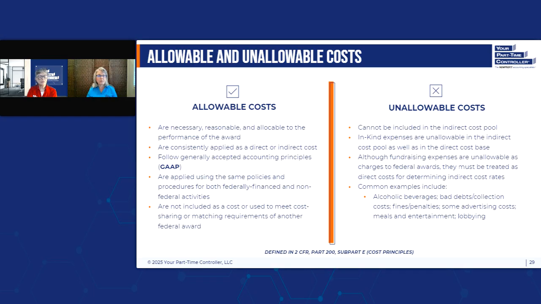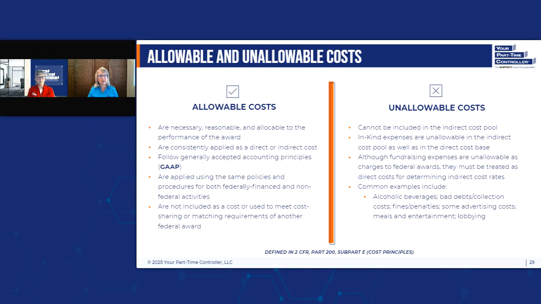Now let's discuss allowable and unallowable costs as they relate to NICRA. As I mentioned earlier, allowable and unallowable costs are defined and explained in the Cost Principles section of the Code of Federal Regulations, specifically in 2 CFR Part 200, Subpart E. Allowable costs must be necessary, reasonable, and allocable to the performance of the award. However, the CFR does not provide specific lists of allowable and unallowable costs. Instead, it outlines general principles and criteria for determining them.